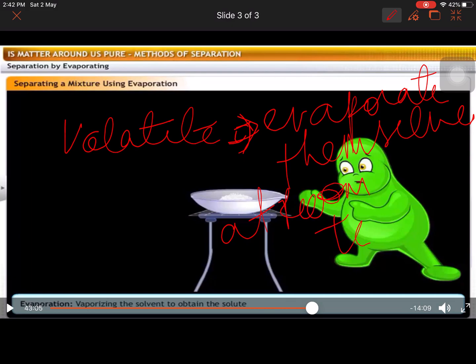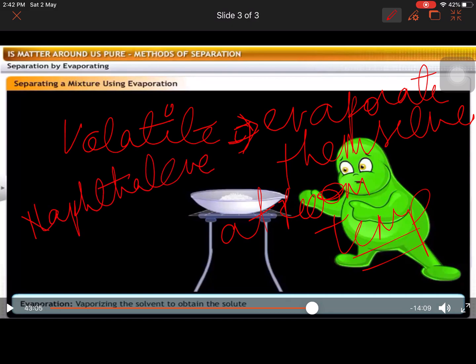Those substances that evaporate by themselves at normal room temperature, just like naphthalene balls. Naphthalene balls evaporate by themselves, so these are volatile substances, and you can say camphor too. Volatile substances are those that evaporate generally at room temperature without heating. So these are called volatile.